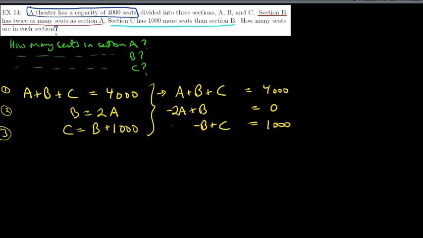Okay, so what should we do here? Well, eliminate. What do we want to eliminate? We can eliminate A if you want. If I multiply the first equation by 2, that'll cancel the negative 2.